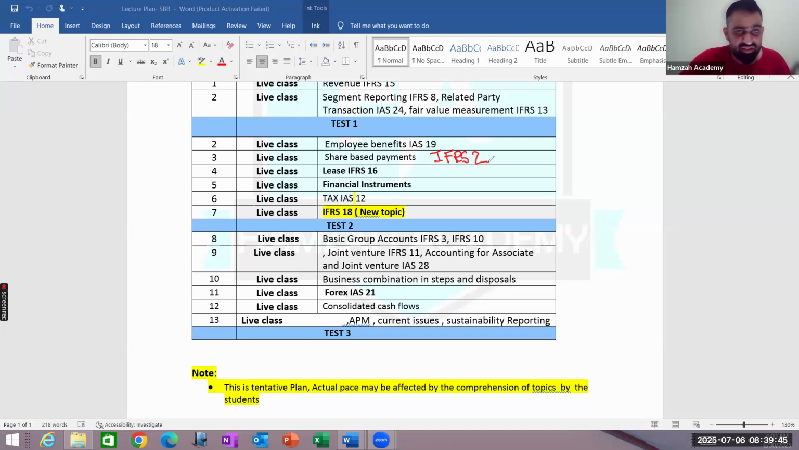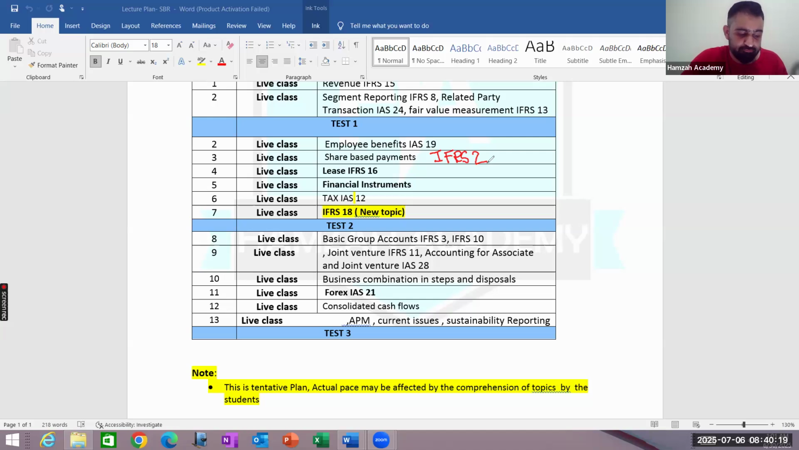Then we have IFRS 16, leases. Some part of leases we have learned in FR, but the majority of it we will cover in SBR. We will cover lessee accounting again, but we will also cover lessor accounting, sale and leaseback, lease modifications, lease reassessment, and the concept of sublease arrangements. All the lease-related issues we will be covering in IFRS 16.